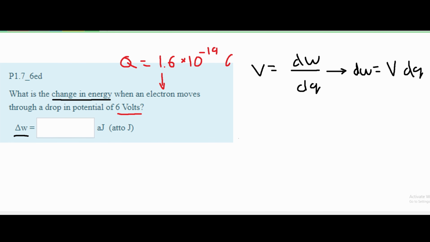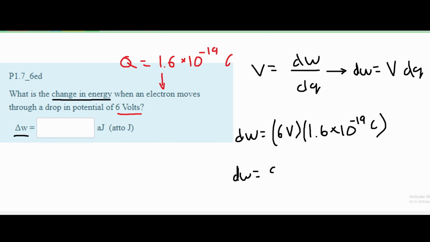So we have our change of work is equal to our voltage, and we're given our voltage as 6 volts. And then we have our dQ, which is the charge of the electron, which will be 1.6 times 10 to the negative 19th coulombs. And then we can just plug this into our calculator. After we plug this into our calculator, we're going to get the change of work is equal to 9.6 times 10 to the negative 19 volts times coulombs, or joules. Joules is equal to volts times coulombs.